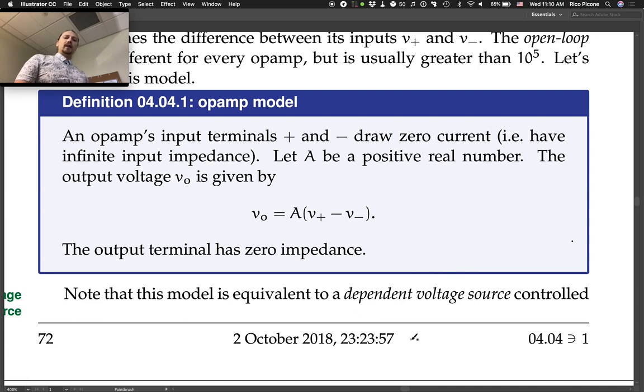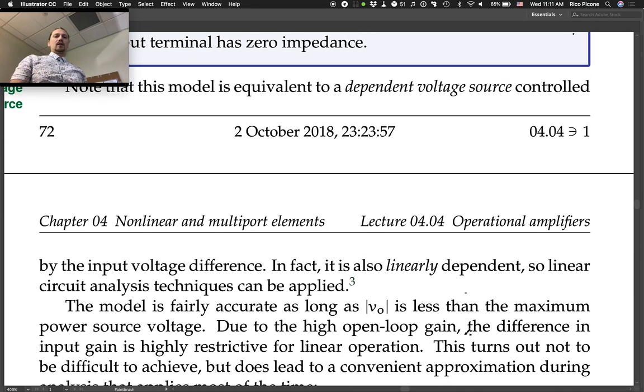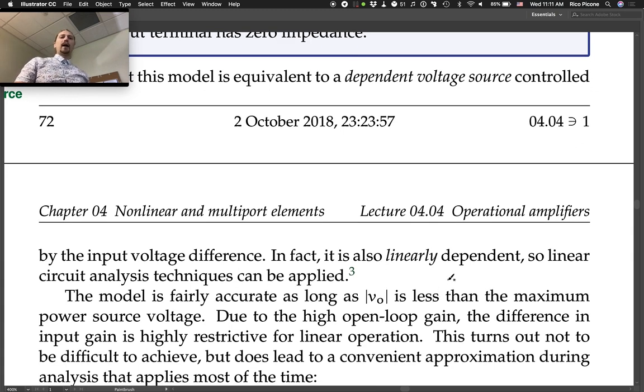It's equivalent to a dependent voltage source controlled by the input voltage difference. So it's a voltage source that supplies voltage and power from outside the circuit, right? And it's controlled by a voltage that's inside the circuit, which is the difference between V plus and V minus. Great. In fact, it is also linearly dependent. So it's not just a dependent voltage source, it's a linearly dependent voltage source. So linear circuit analysis techniques can be applied.